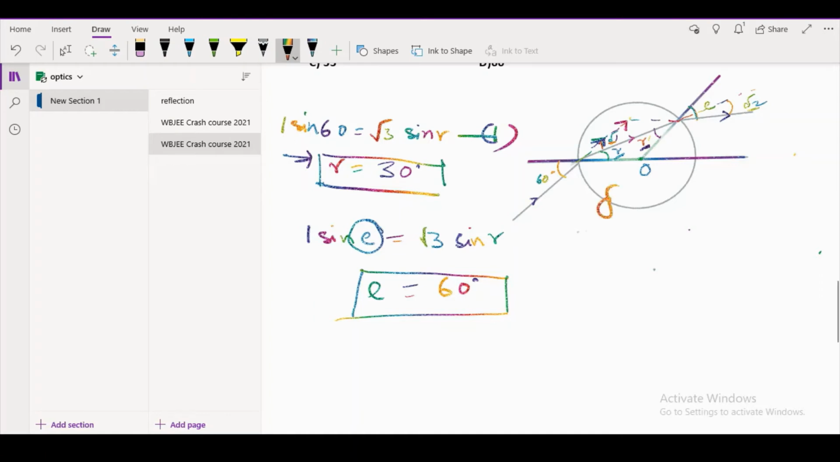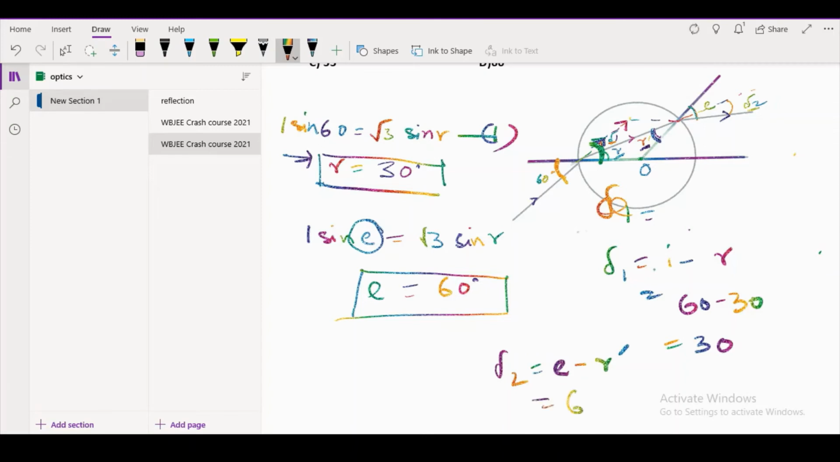d1 should be i minus r, because this angle should be equal to this angle, vertically opposite angles, which is 60 minus 30, that is 30. So we found the d1 angle. Similarly, we can also find d2. Here it should be e minus r dash. We found r dash, so d2 should be e minus r dash, because d2 and r dash should be equal.